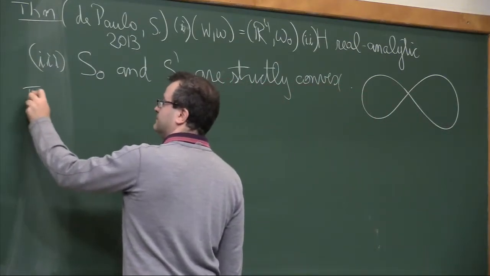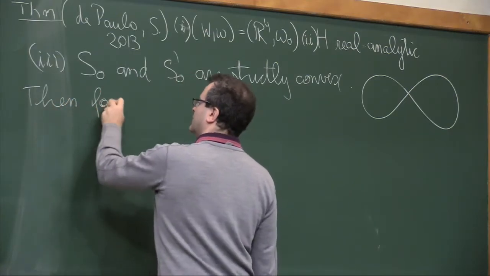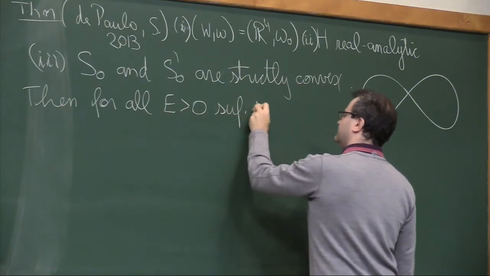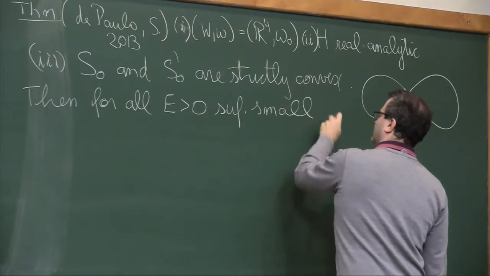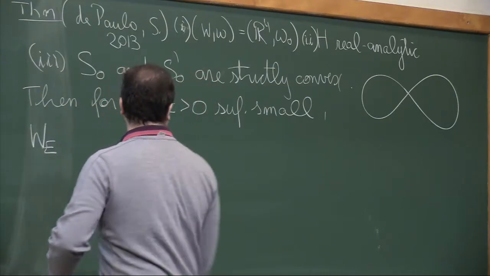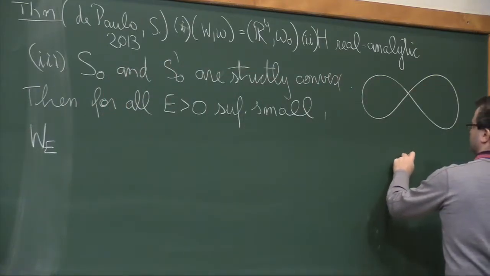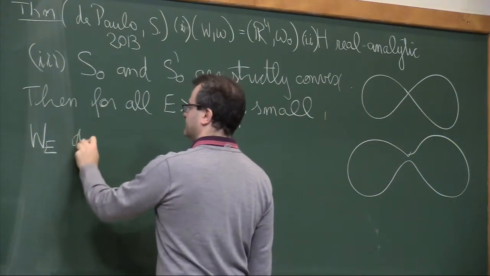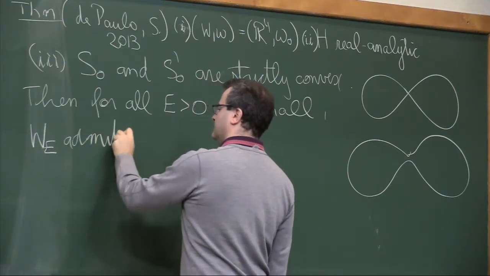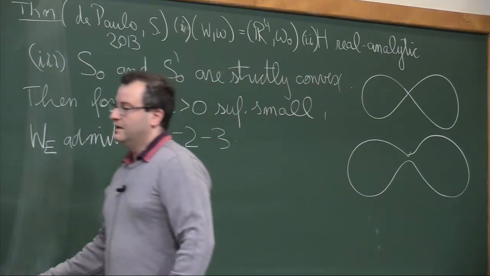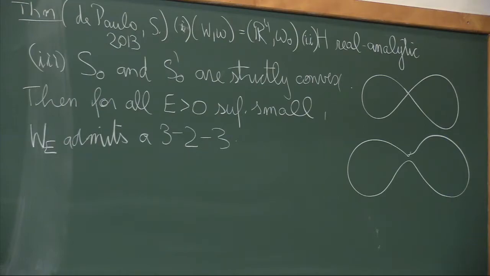Then, for all energies slightly above 0, W_E, which looks something like that, admits a 3-2-3 foliation. Then I have to explain what that means. So a 3-2-3 foliation is the following.